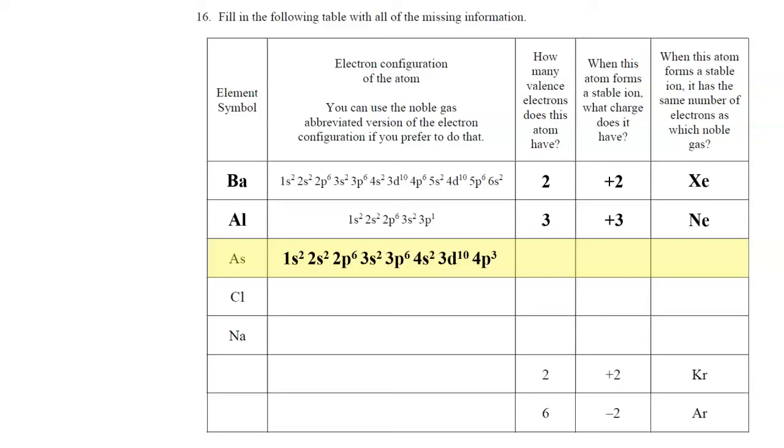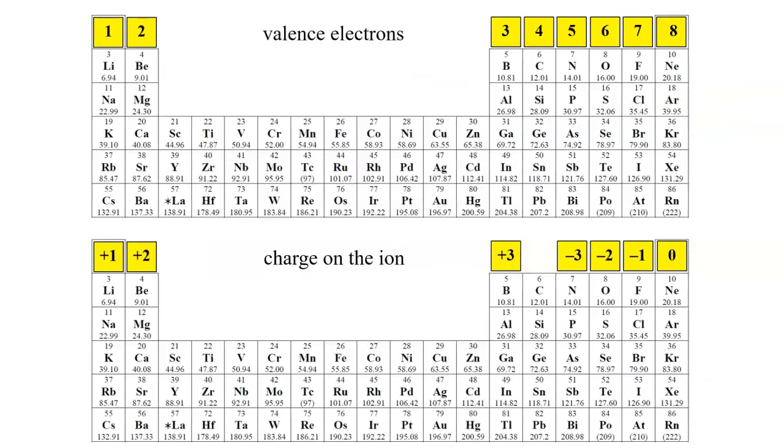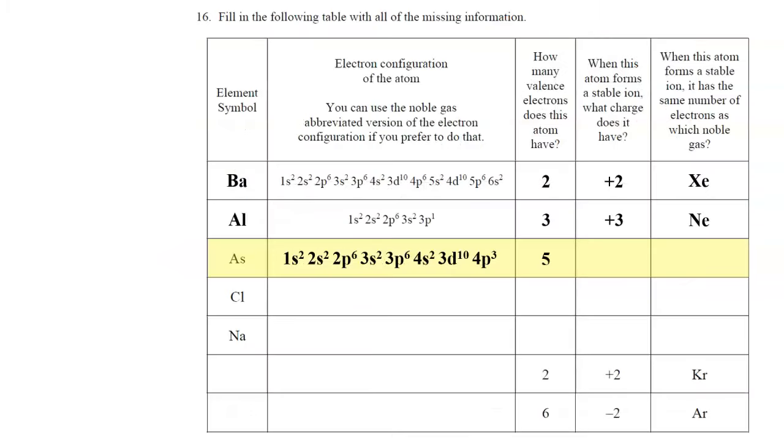Now, moving on to the valence electrons and the charge on the stable ion. Here is that pattern for valence electrons and the charge on the ion. So arsenic is located in group 15 on the periodic table. It has 5 valence electrons, and it would normally form an ion with a charge of -3. So 5 valence electrons and a charge of -3.